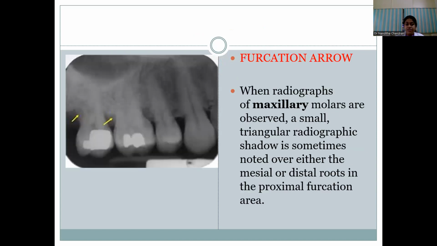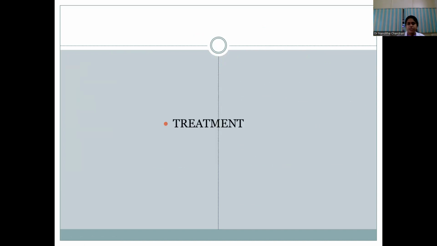Now we have something called a furcation arrow, which is seen in the radiograph as radiolucent areas near the CEJ of the tooth. It is a triangular radiographic appearance, normally called a furcation arrow, associated with maxillary molars on the proximal aspect.